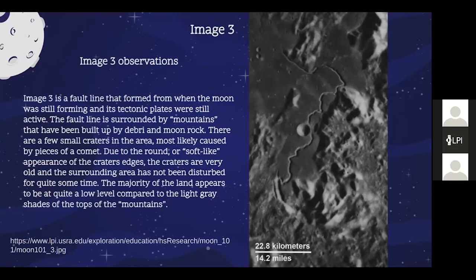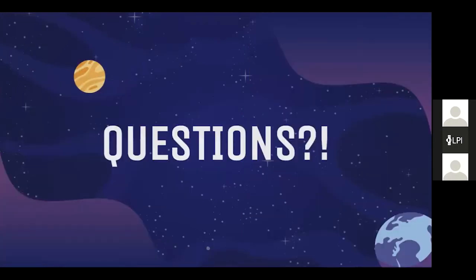And the majority of the land appears to be at a very low level, especially when compared to the light gray shades of the tops of the mountains. And that's what we just kind of observed. Is there anything you would like to know?